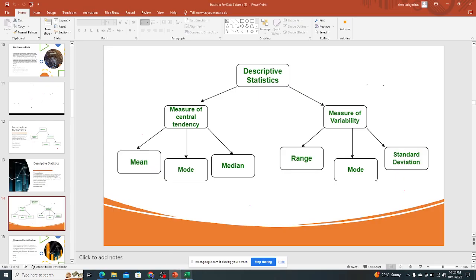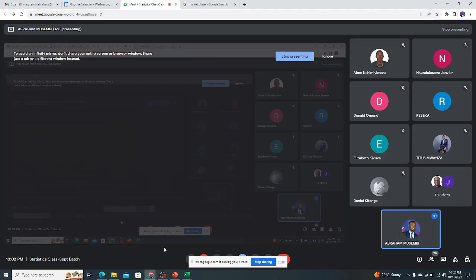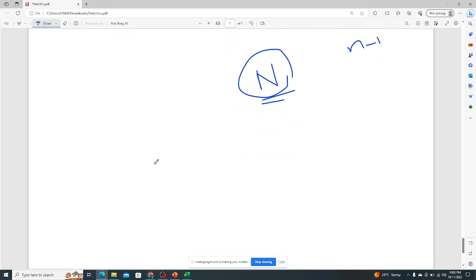What is mod? Let's keep it quick. Mod is the number that appears most in a sample, for example. So mod is the number that is the most occurring value. Okay, that is for single mod. We might have different mods, which is multiple mod.